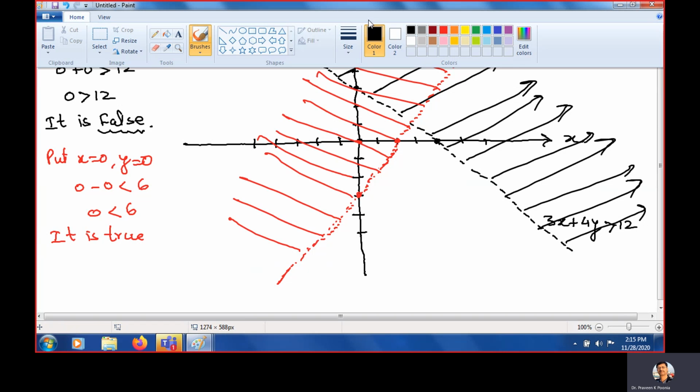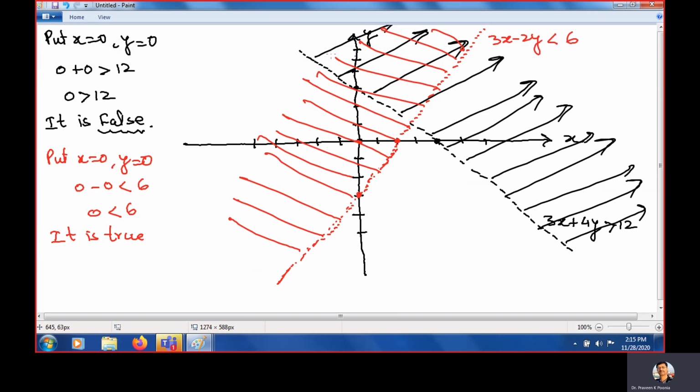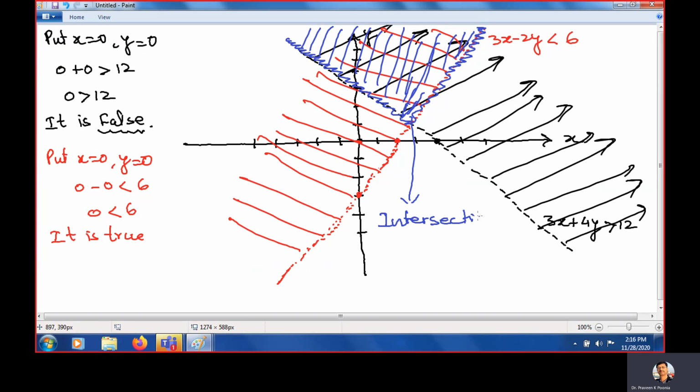Now we will choose the blue color. Where are the two lines? Like the previous question, this upper corner is the solution. This is the solution set. Make it dark so that it can be visible from a distance. This is the intersection of the two solutions, and the intersection of two solutions means it is the solution set.